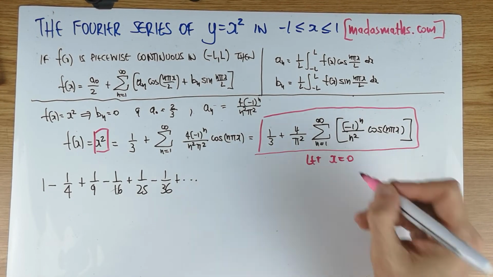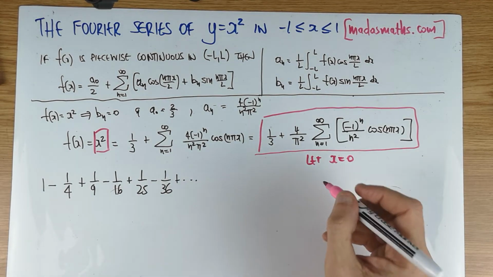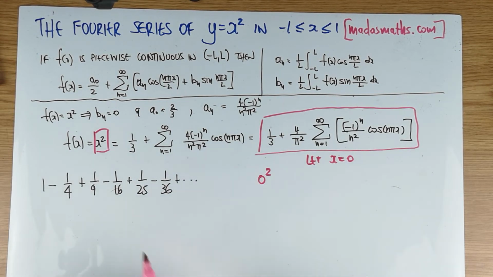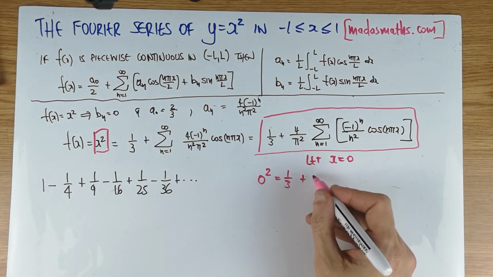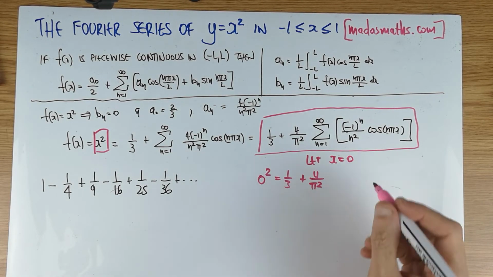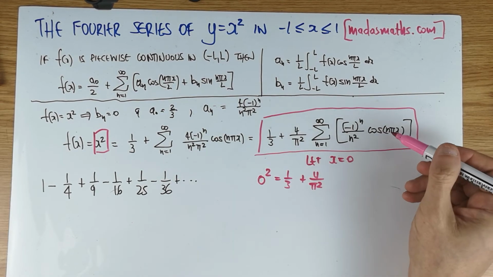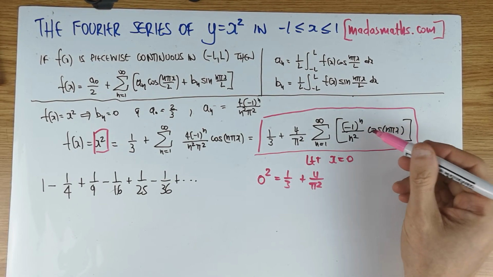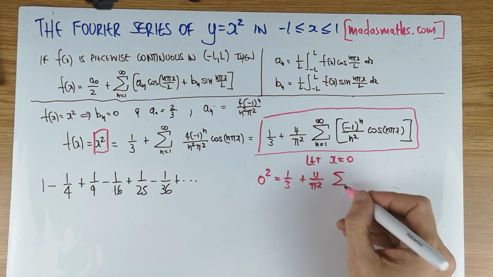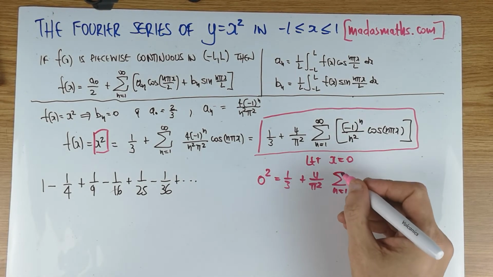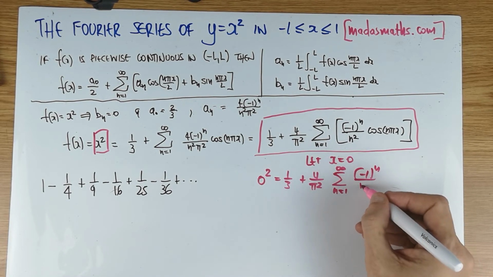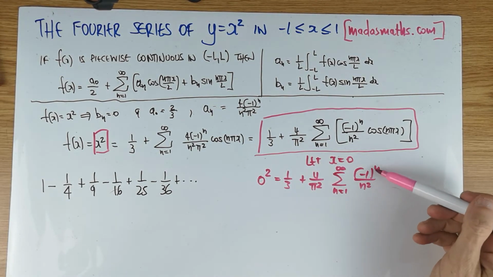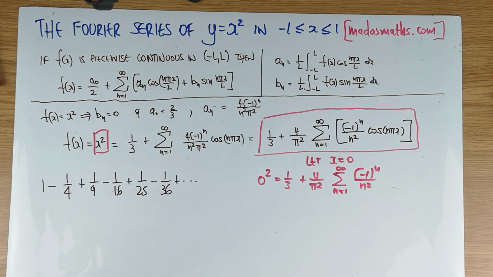So let x is equal to 0. Let's see what happens. So we're getting 0 squared is equal to a third plus 4 over pi squared. And then if we put x is equal to 0, the cos of 0 is 1. So this becomes a 1 times the sigma from n is equal to 1 to infinity. And I think that does it, doesn't it? Because I'm getting alternating terms and I have squares.